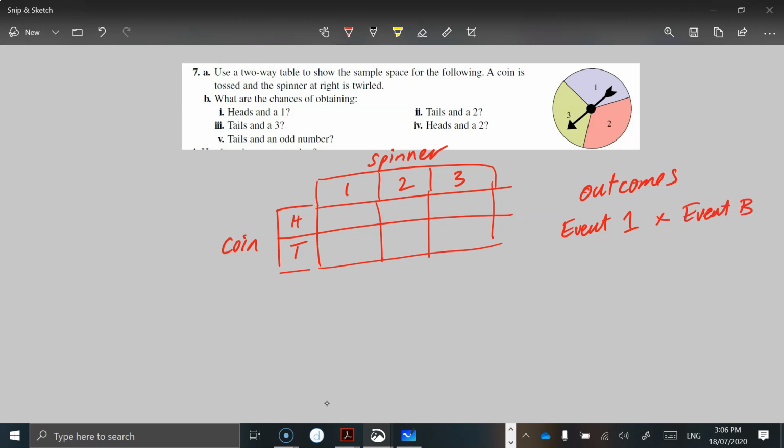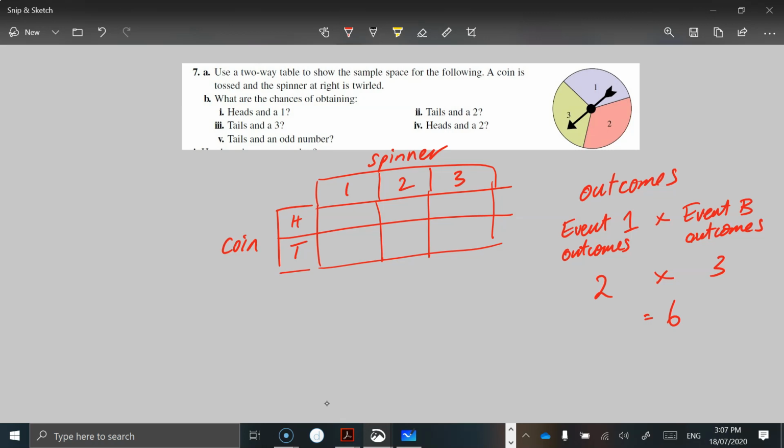Okay, so I might just detail this so I'm not taking any shortcuts. So the number of outcomes in event A, the coin in this case, is 2. And the number of outcomes that we have in event B, which is the spinner, is 3. So if you ever want a quick way to calculate the total number of outcomes possible, you multiply those 2 totals, which is 6. Okay.